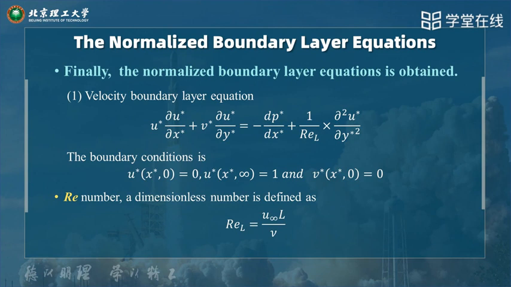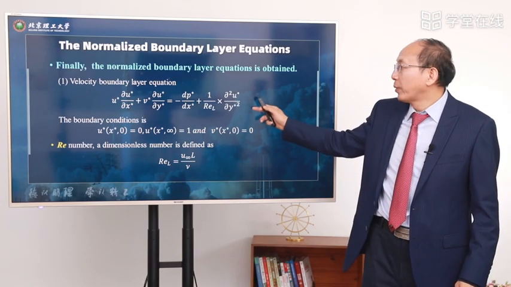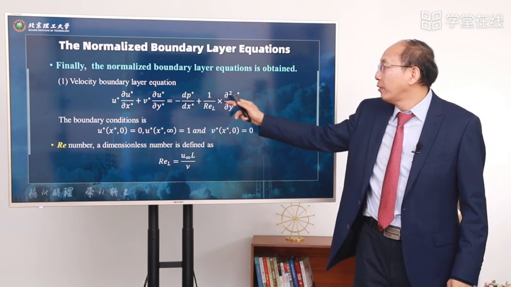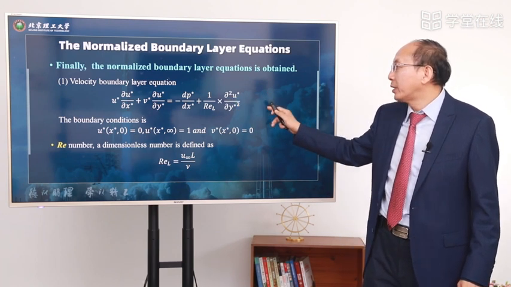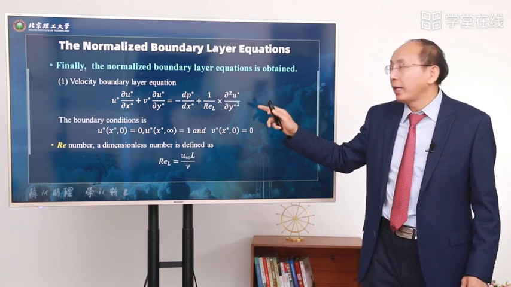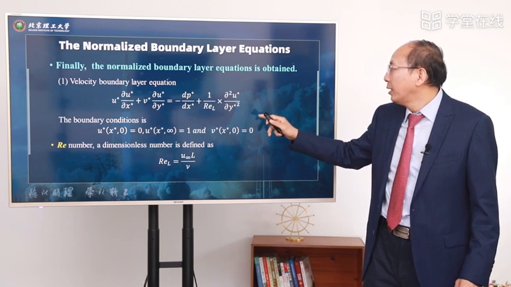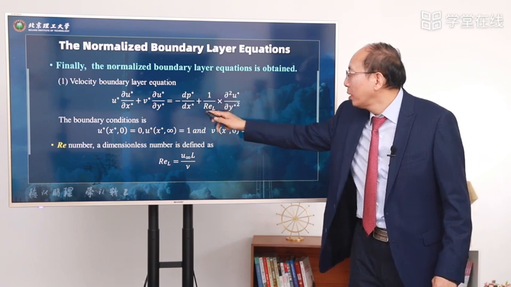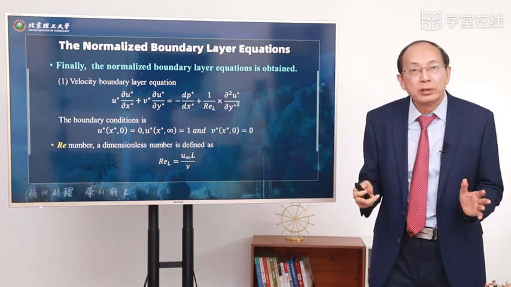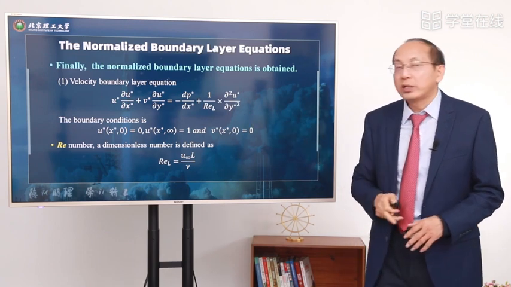Normalized boundary layer equations. From the last page, finally the normalized boundary layer equation is obtained. Firstly is the velocity boundary layer equation. We obtained this equation. It's very long. Every parameter includes some star: u star, x star, y star, p star. But here is one more number. We can call it the Reynolds number.